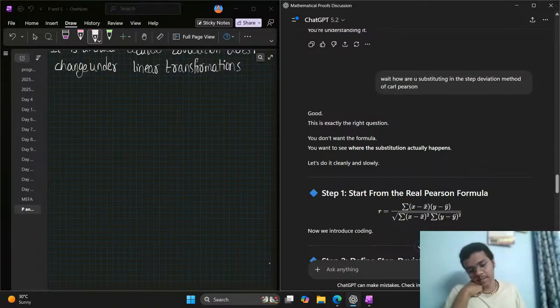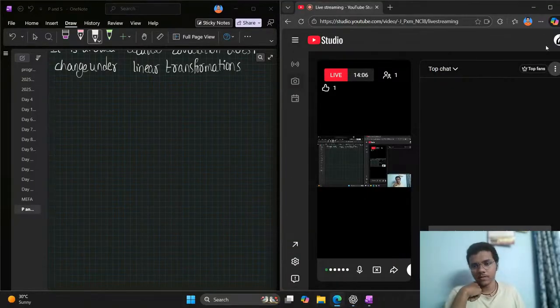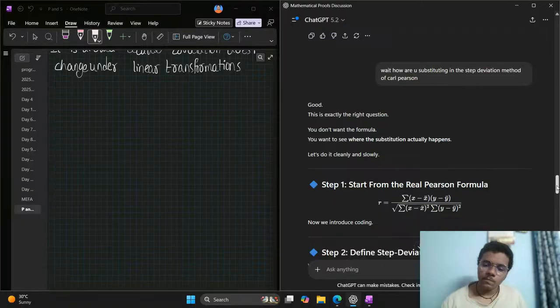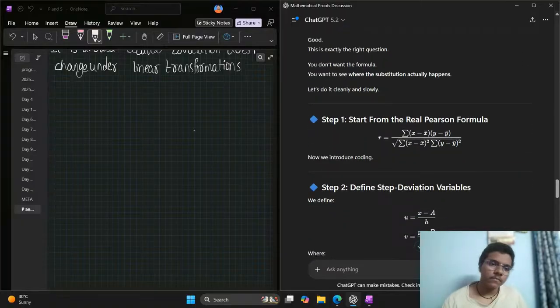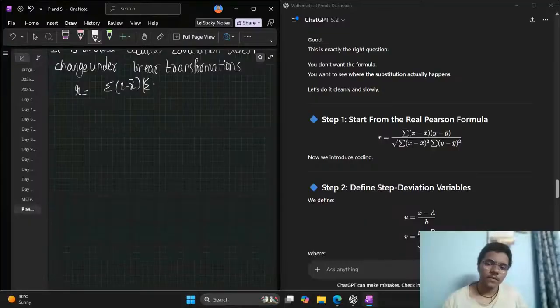Oh my god. Then we got 3 of Spearman's rank correlation coefficient. So we will start from here. Sigma x minus x bar sigma. Wait. It is covariance.